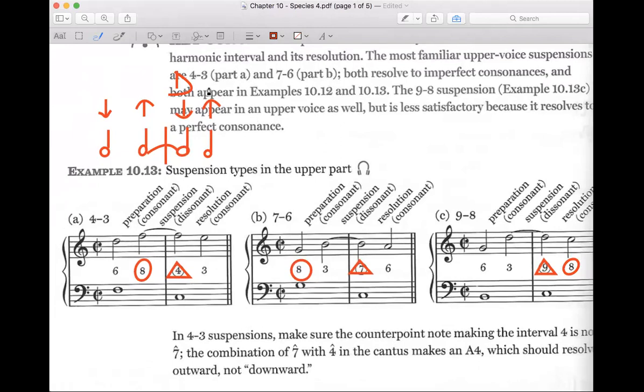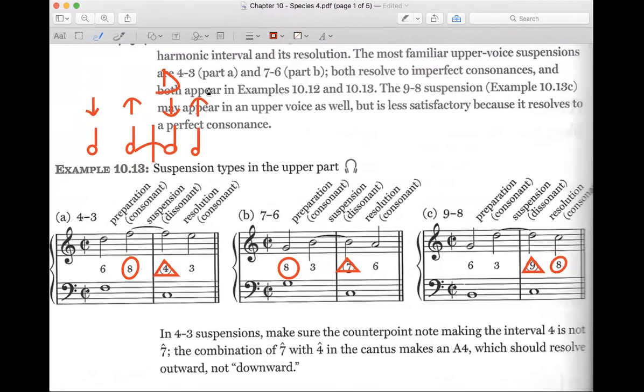How do we approach that dissonance, and what happens after the dissonance? Try to look through all 3 examples. You could pause the video and play through them if you want.